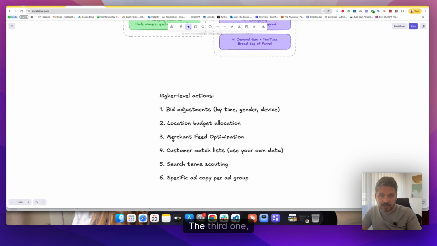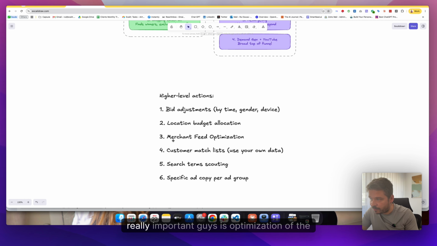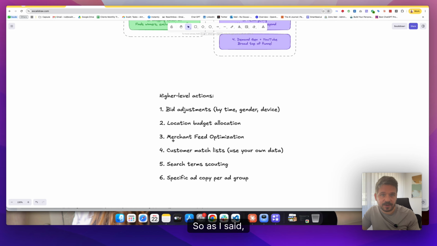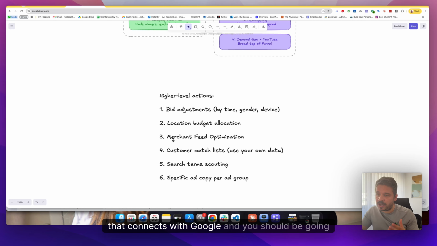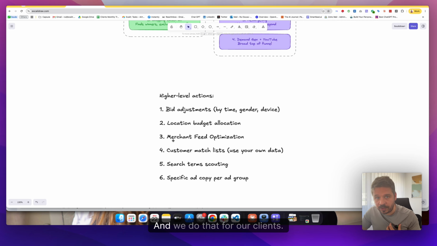The third one, I don't see anybody talking about it, but it's really, really important, guys, is optimization of the merchant feed. As I said, Merchant Center is where you have all the products that connect with Google, and you should be going there, and we do that for our clients. We do title optimization, description optimization, IDs and variants optimization, image optimization.